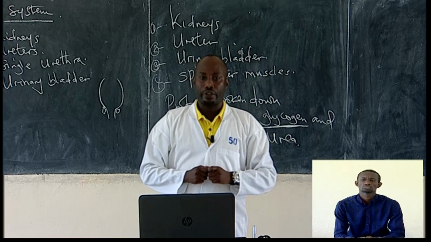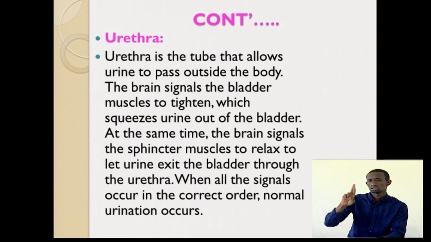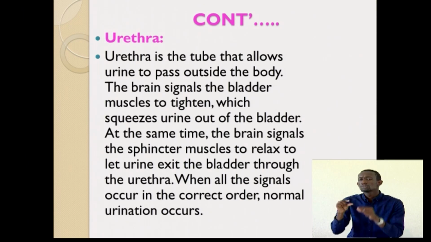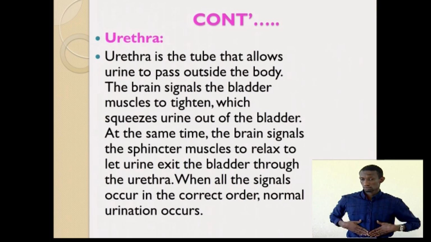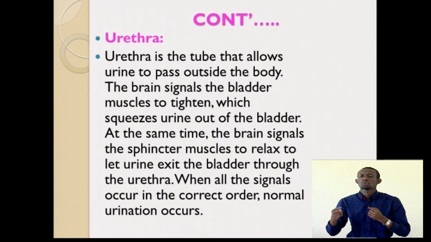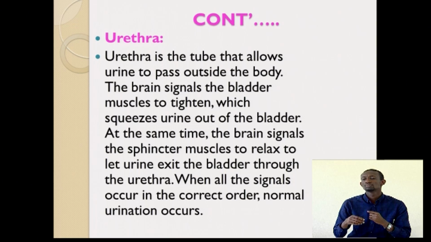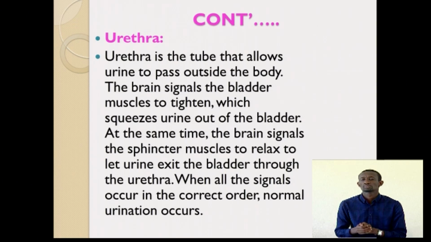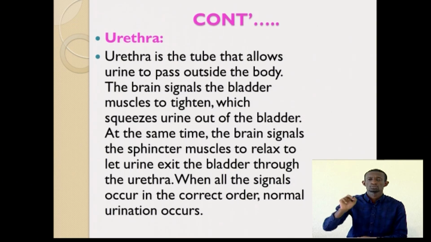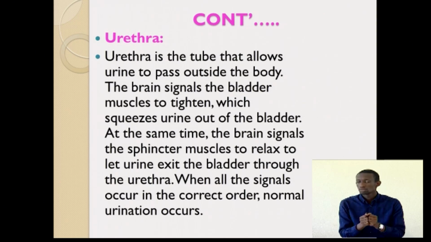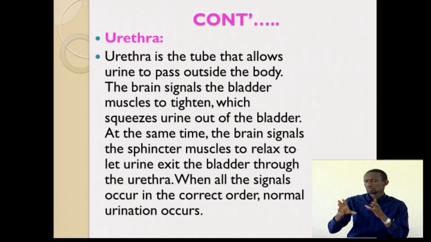Let's talk about the urethra. The urethra is a tube that allows the urine to pass outside the body. So the urethra is the one that normally discharges the urine outside of the body, and most of the time, the urethra is also associated with the reproductive system. So I said the urethra is a tube that allows urine to pass outside of the body.